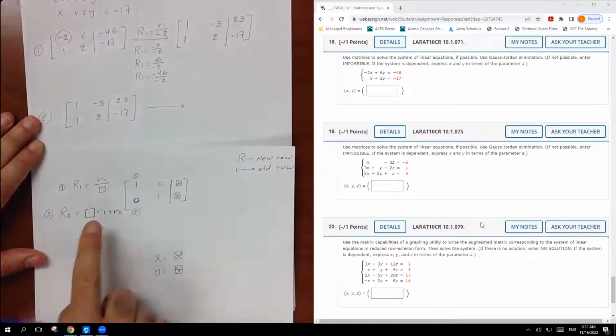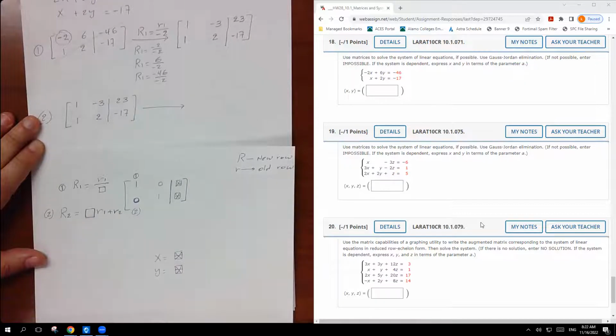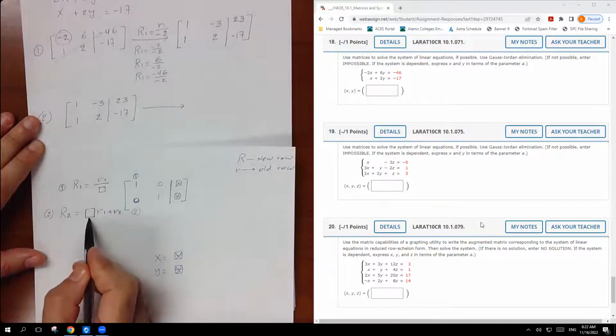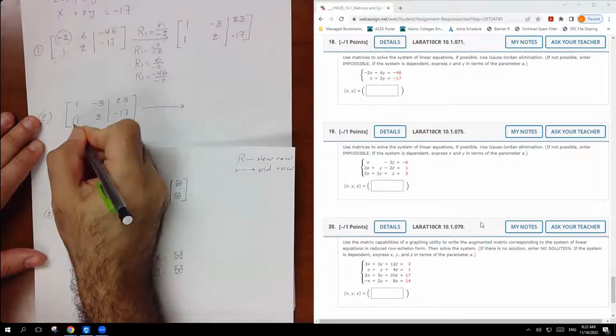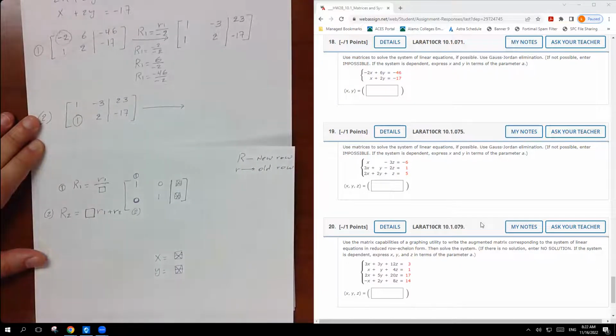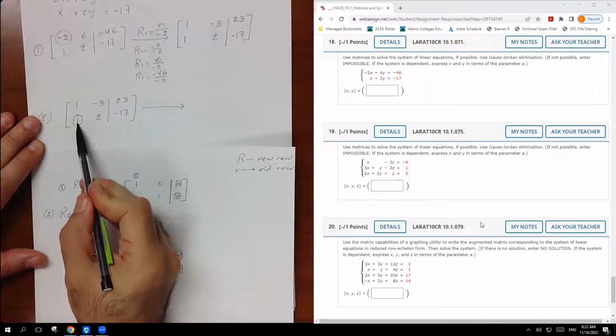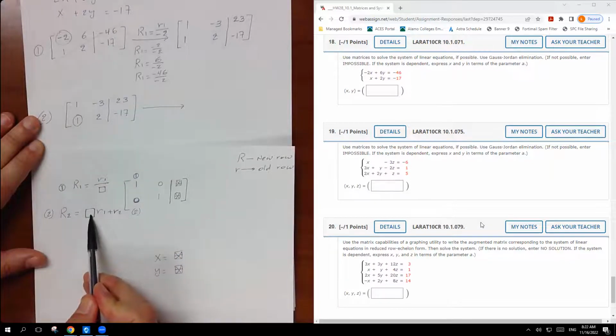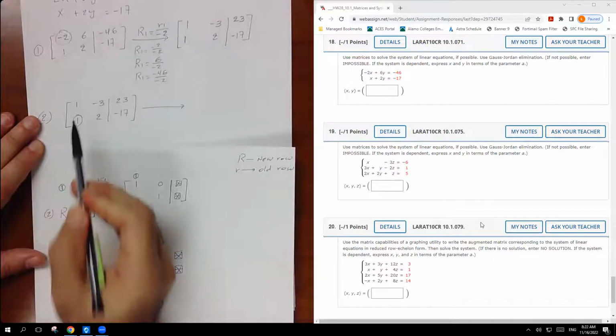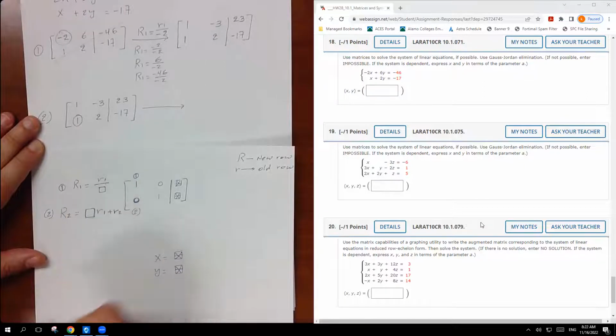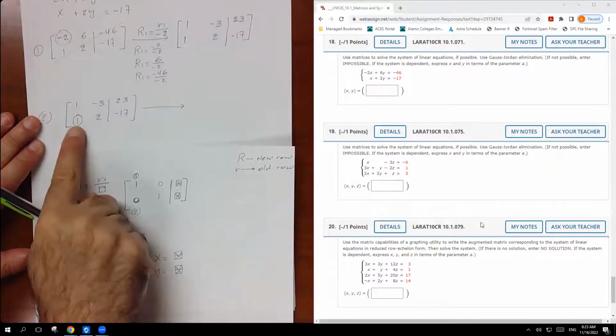Okay, so R1 plus R2. I'm going to add a number here. The number you're going to add depends on this number. If you have a positive number, you're going to add a negative number. If you have a negative number here, you're going to add the positive number. So that means you're going to add the same number with a different sign. Just change the sign. So we have -1 here.